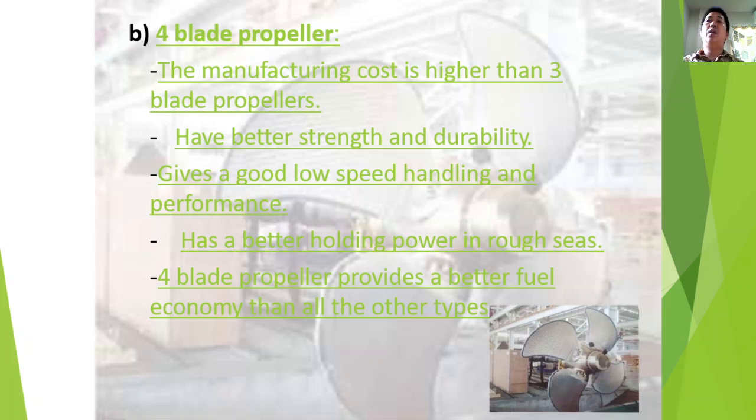So we have also here the 4-blade propeller. The manufacturing cost is higher than the 3-blade propeller. It has better strength and durability, and gives good low speed handling and performance. It has better holding power in rough seas. 4-blade propellers provide better fuel economy than all other types. As you can see, 1, 2, 3, 4. This is the 4-blade propeller.